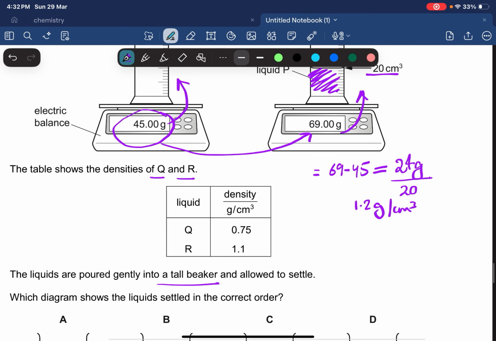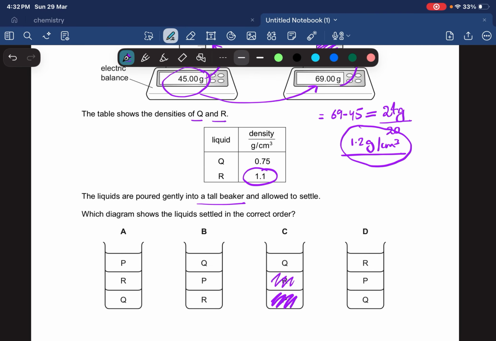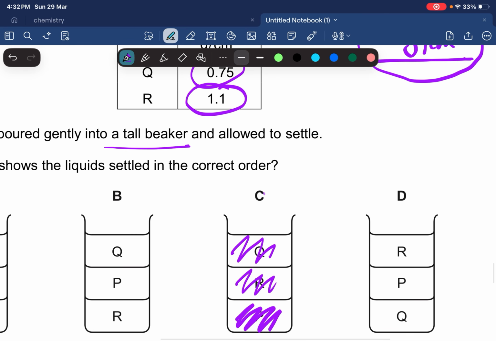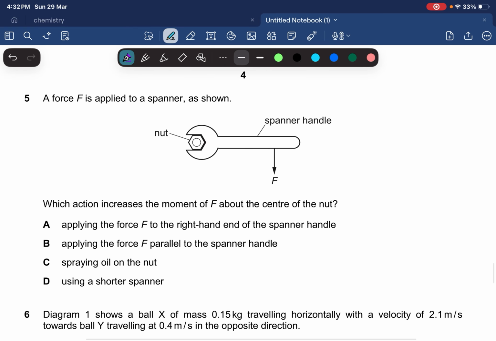So what's going to happen is the most dense is going to be at the bottom. So liquid P is going to be at the bottom. Above that, it's going to be R, which is a little less dense, and at the top the least dense is going to float, because the less dense you are, the more above you are. You can float above with less density, and if you have greater density, you're going to sink. So that's the order. A force F is applied to a spanner as shown.